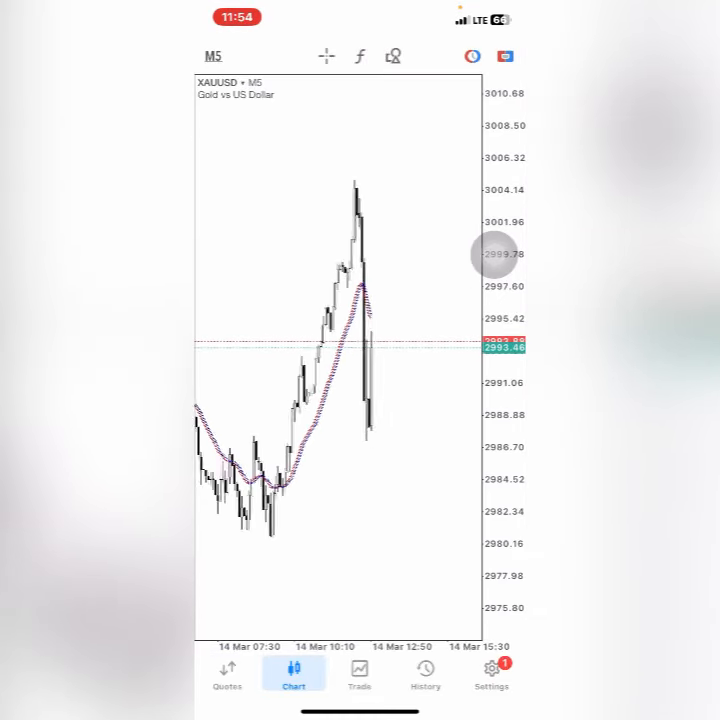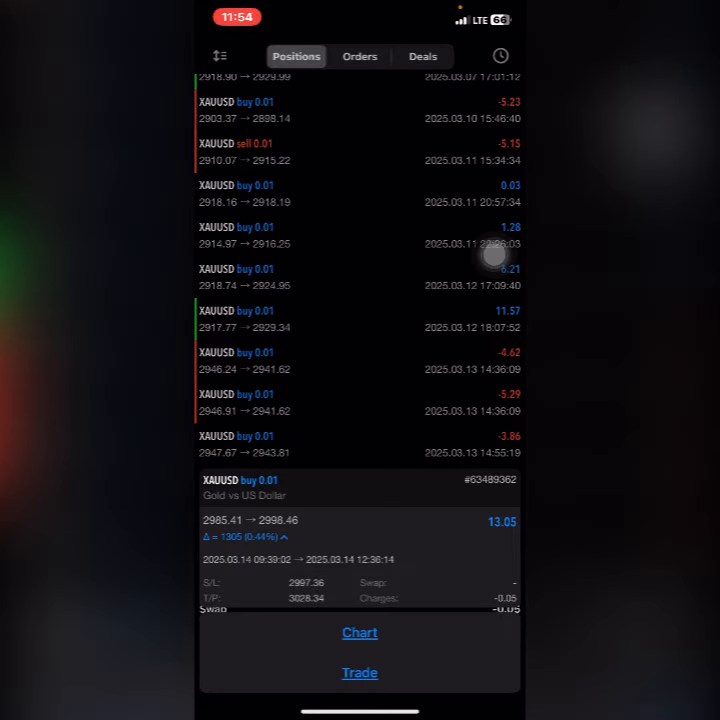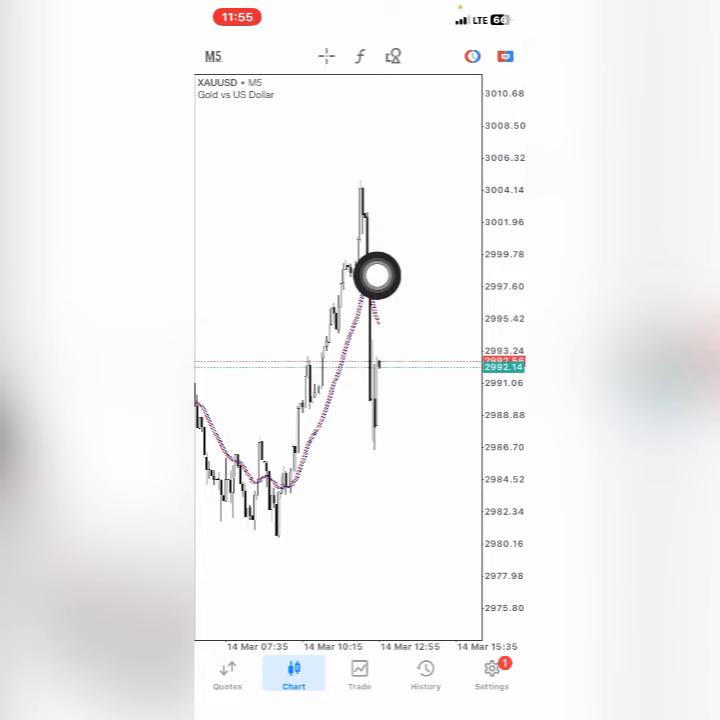As you can see from my MT5, I closed the trade at $13 profit. That was where I closed. It was already running about $17, but price just started to reverse from this point, and I closed after this huge bearish candle. So that's why I closed at $13.